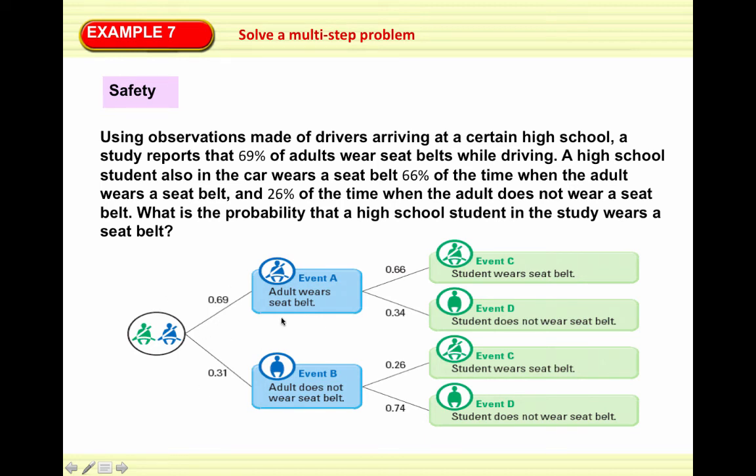Now we're going to consider the world where the adult is wearing the seatbelt. Based on the condition that the adult is wearing a seatbelt, up here it told us 66% of the time a student will be wearing a seatbelt. So the probability that a student wears a seatbelt given that the adult is wearing a seatbelt is 0.66. Now, the only other option is that the student does not wear a seatbelt, given that the adult wears a seatbelt. So we get that by doing 1 minus 0.66, and we get 0.34.